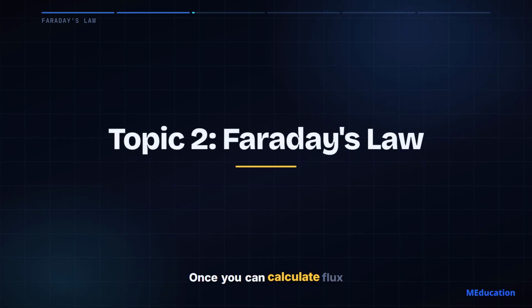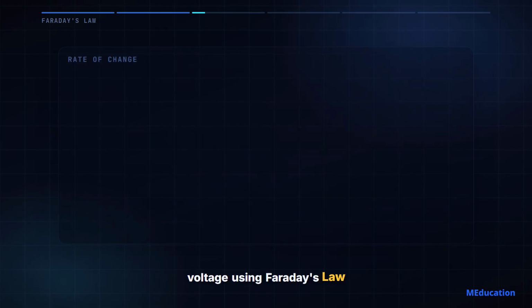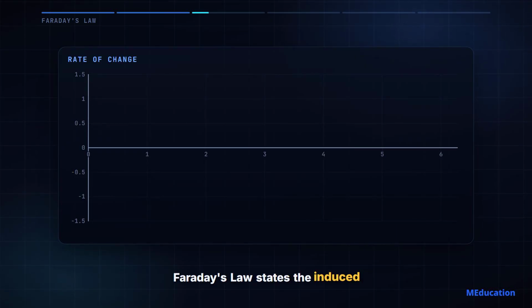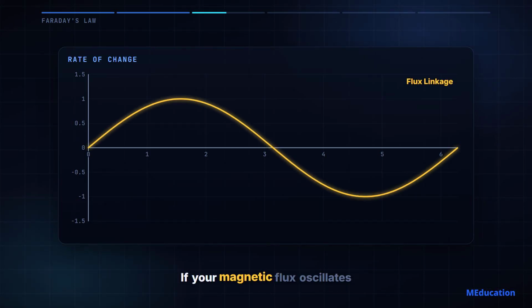Once you can calculate flux, you are ready to determine the size of the induced voltage using Faraday's law. Faraday's law states the induced EMF is directly proportional to the rate of change of magnetic flux linkage. A hallmark of Cambridge Paper 4 is translating between graphs. If your magnetic flux oscillates as a sine wave, the gradient gives you the rate of change.